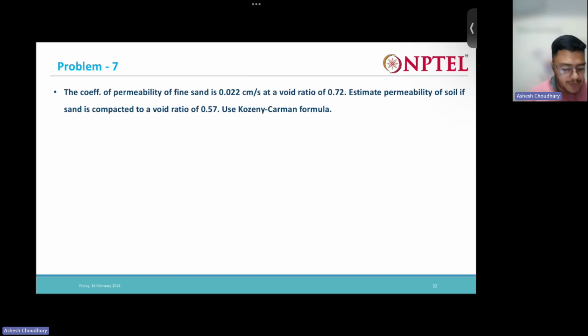So let us see the next problem. The coefficient of permeability of fine sand is 0.022 centimeter per second at a void ratio of 0.72. So at 0.72 void ratio, this is the coefficient of permeability. Estimate the permeability of the soil if the sand is compacted to a void ratio of 0.57. This is a Kozeny-Carman formula.